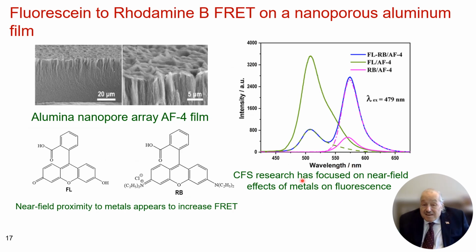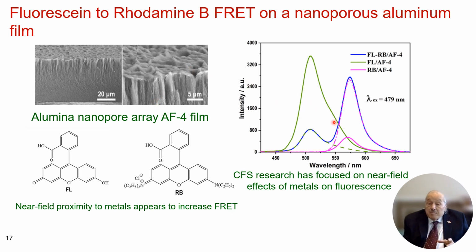This is a bit of a complicated example, but I wanted to use it because in my lab for the past years, we've been focusing on the near field effects on fluorophores near metal surfaces, which has turned out to be rather interesting. And I found a FRET experiment on an aluminum surface. Actually, it's an aluminum nanopore surface in which fluorescein and rhodamine were put into it.